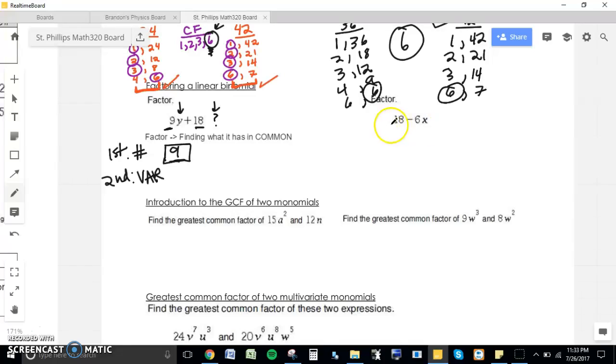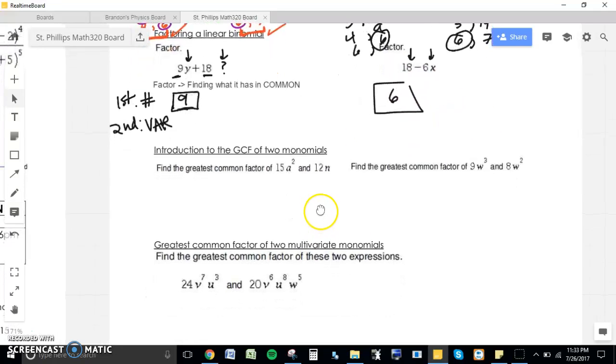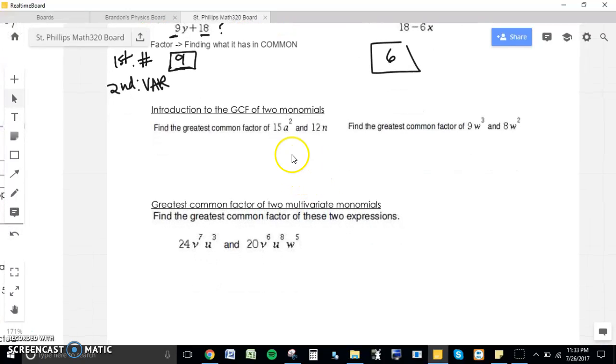Simple as that. What about here? Same deal. Do the numbers first. 18 and 6. What's the common factor? 6. Well, this has an x and this doesn't. Do they have that in common then? No. So we're done. Our answer is 6. So we just keep working our way down like that. This is another example here. We have 15a squared and 12n, and they want us to find the greatest common factor.